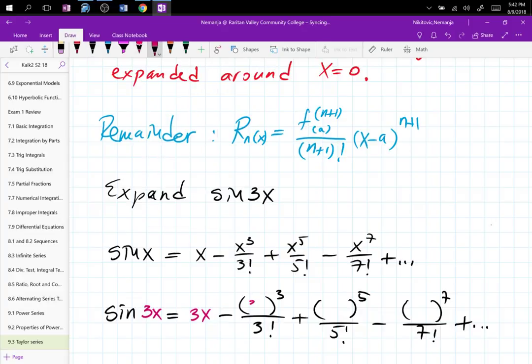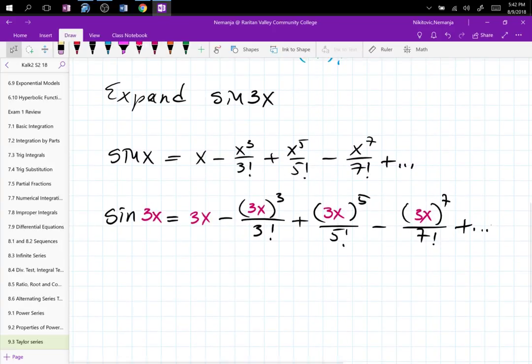So each one of these parentheses houses 3x. So you are taking your sine x and you're just replacing every x with a 3x. So if you need to expand sine 3x, you expand sine and then you replace each argument of x with 3x. So you are replacing in your power series every x with 3x. That's the function composition we talked about earlier.